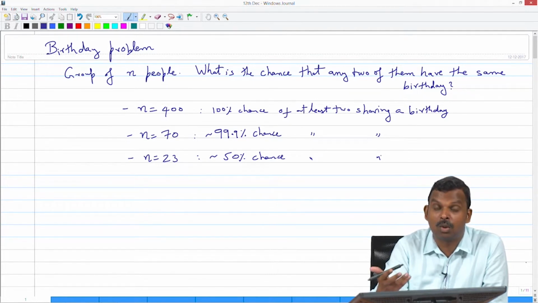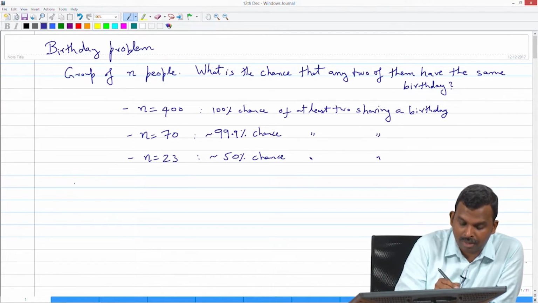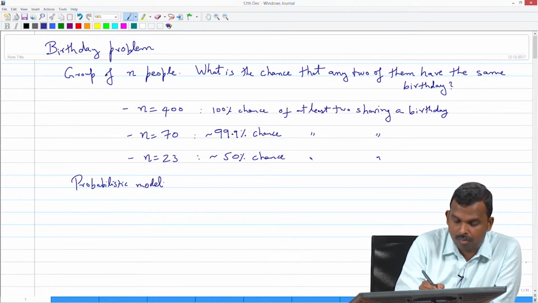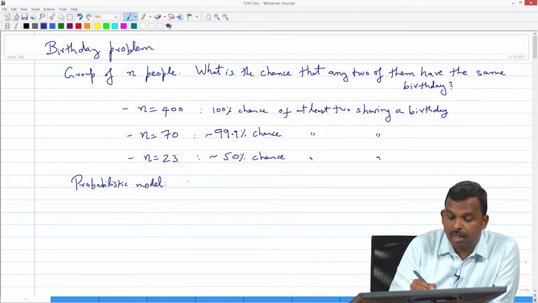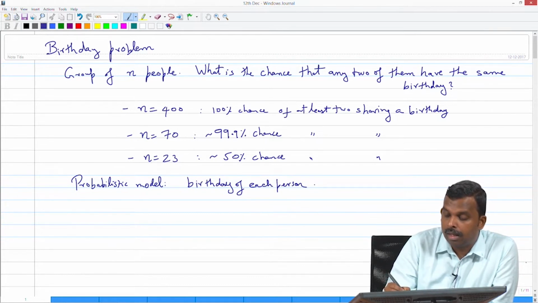So what is this interesting model, and how does it work? Like I said in the beginning, conditional probability plays an interesting role here. Okay, so let us define this probabilistic model. In my model, the birthday of each person is independent and uniform.